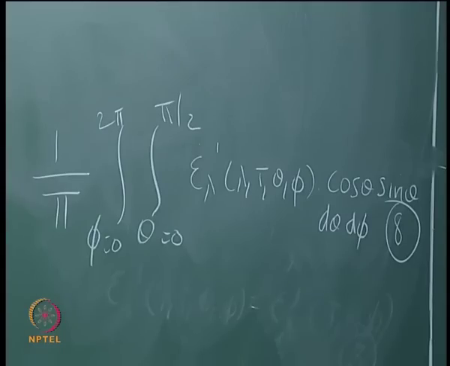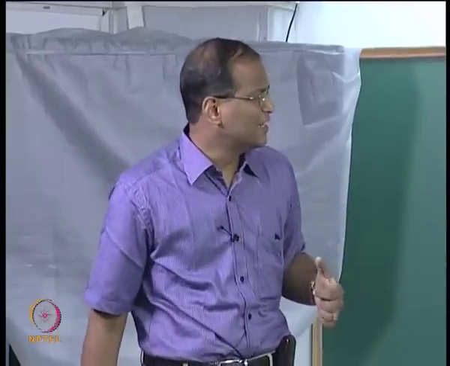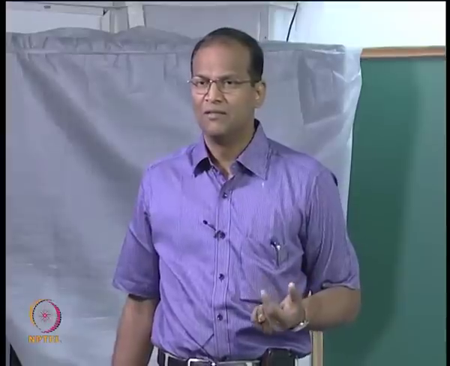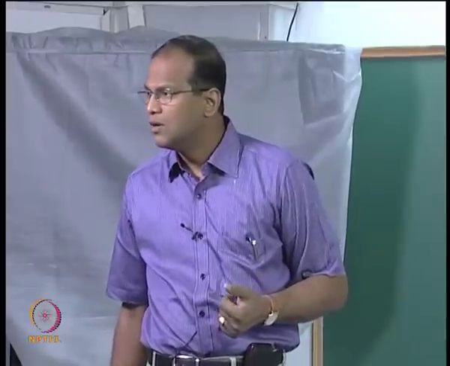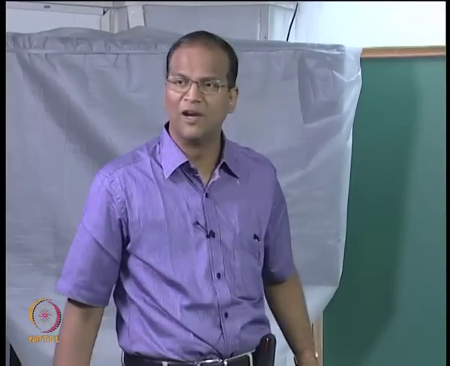For the case of a diffuse body, what can happen to epsilon lambda dash? What can we do with epsilon lambda dash? It can be pulled out of the integral sign. Then this cos theta sin theta d theta d phi is basically integral d omega, which is pi. So epsilon lambda is just equal to epsilon lambda dash.